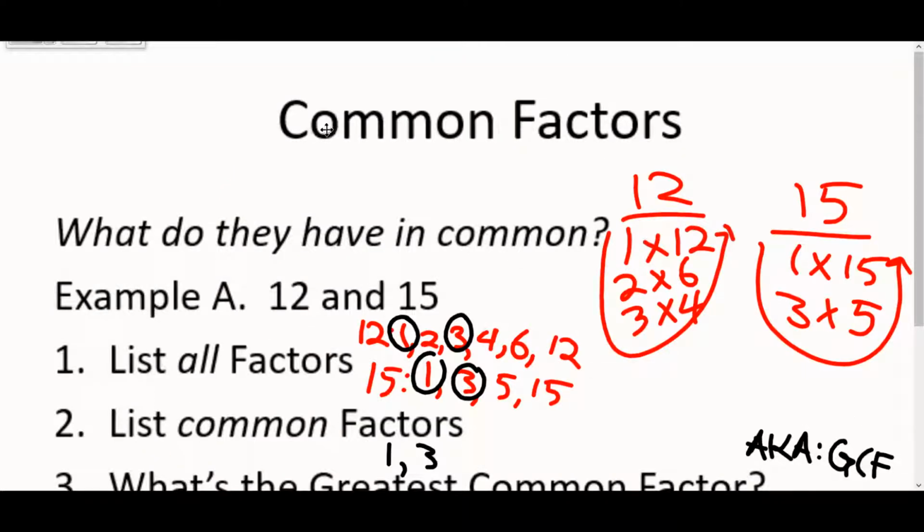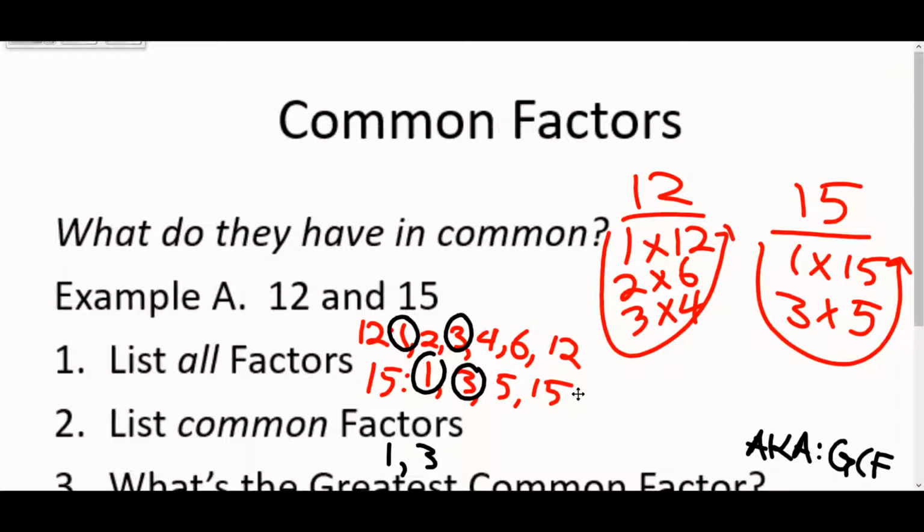All right, then we talked about common factors. So what do these two numbers have in common? We looked at 12 and 15. First step, find the factor pairs: 1 and 12, 2 and 6, 3 and 4 for 12. For 15, it's 1 and 15, 3 and 5. And then I do the horseshoe, and I list them out. For 12: 1, 2, 3, 4, 6, and 12. And then for 15: 1, 3, 5, and 15.